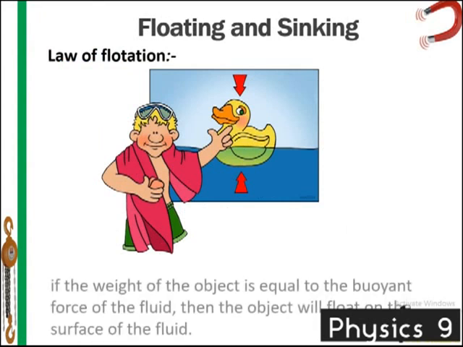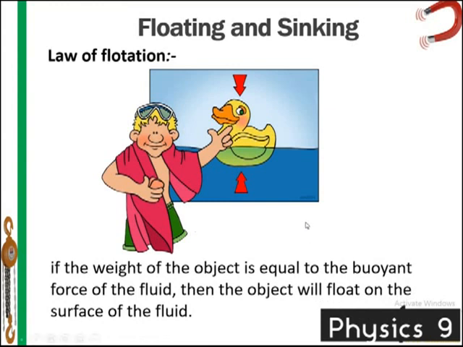The law of flotation basically is a very simple one, and it is this: if the weight of the object is equal to the buoyant force of the fluid, then the object will float on the surface of the fluid. And we touched on that in the previous slide. So if we look at the diagram here, we can see that the buoyant force is acting upwards, and also the weight of the object is acting downwards. And because both of these are equal, then what we say is that we have an equilibrium set up in terms of the net force, which is equal to 0. And so that means the object, in this case the duck, will just float.